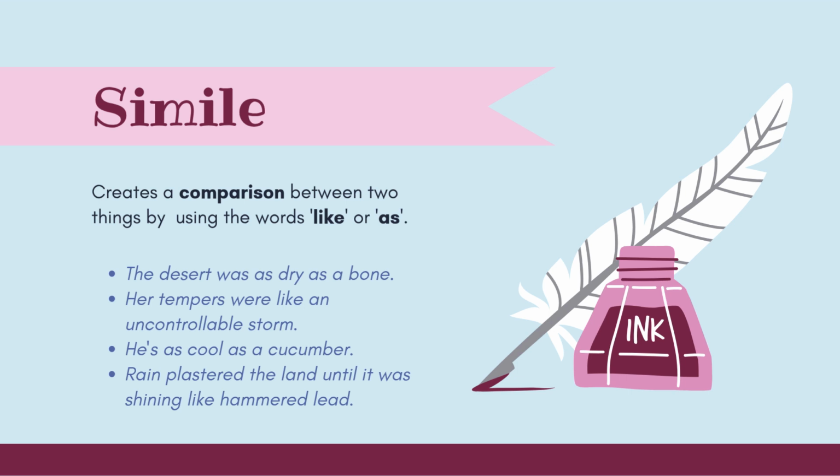Simile. Creates a comparison between two things by using the words like or as. The desert was as dry as a bone. Her temper was like an uncontrollable storm. He's as cool as a cucumber. Rain plastered the land until it was shining like hammered lead.